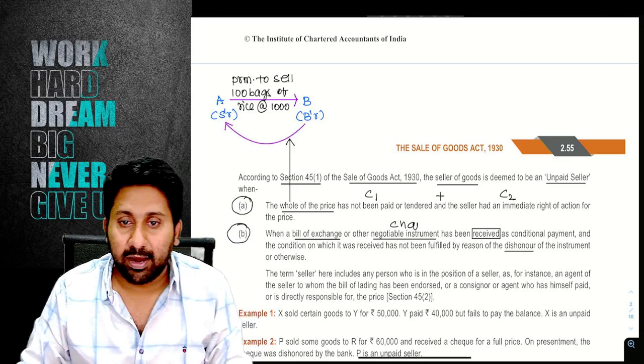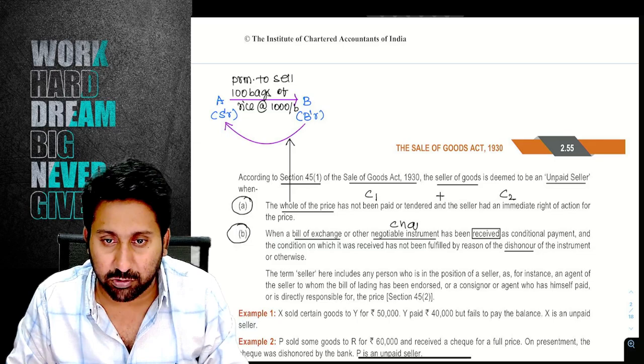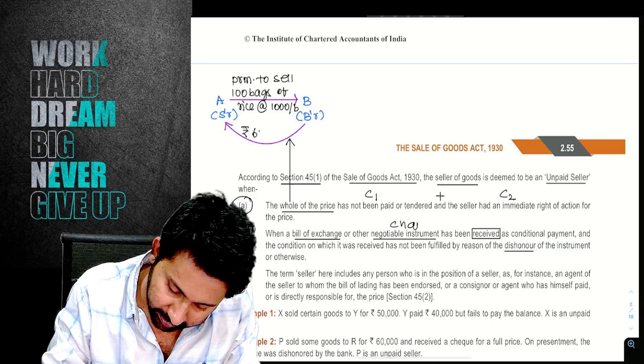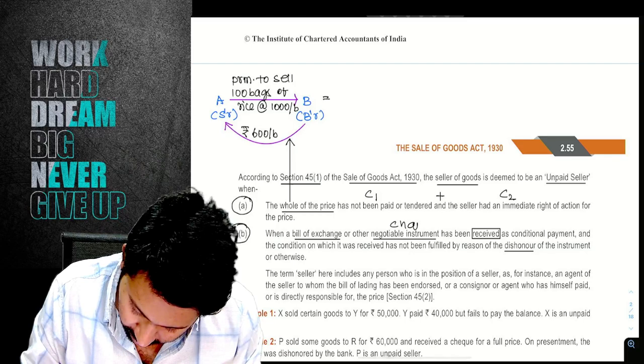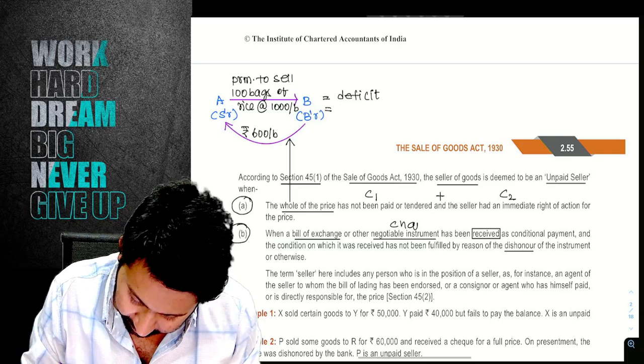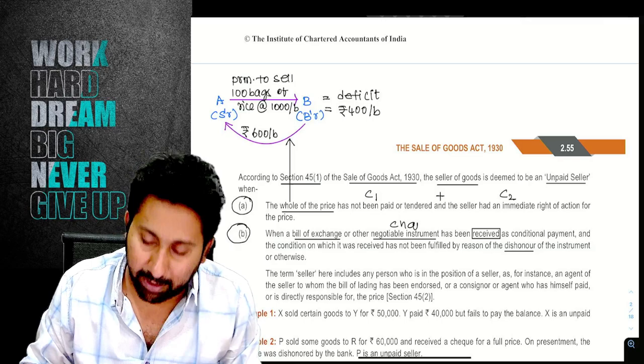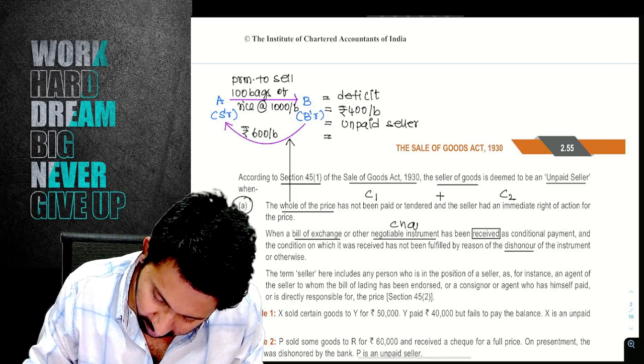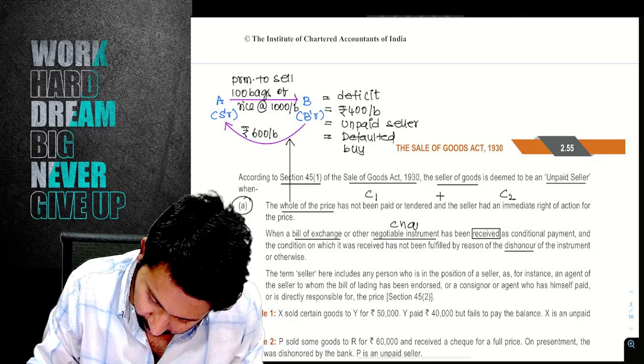At the rate of 1,000 per bag. Okay, at the rate of 1,000 per bag. Now B has to make a payment or not? He made a payment of rupees 600 per bag. There is a deficit of 400 per bag. I will be called an unpaid seller. You will be called a defaulted buyer.